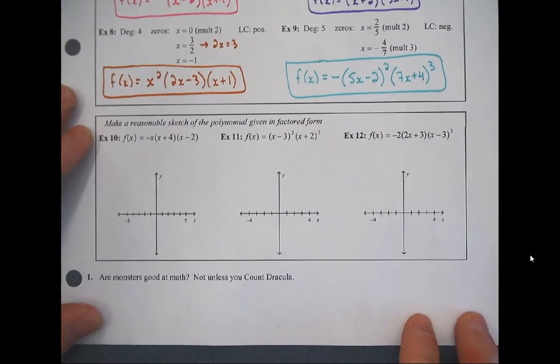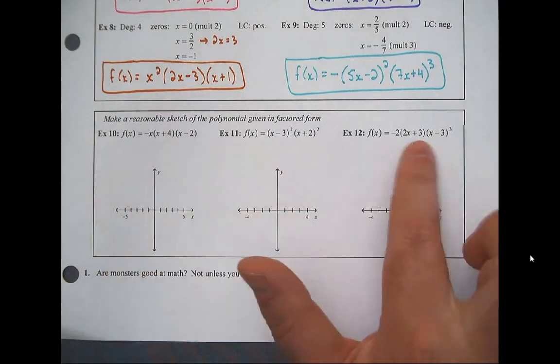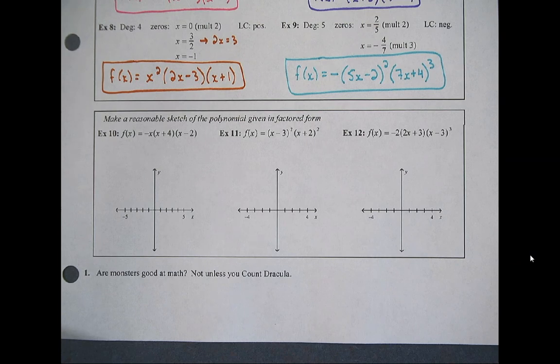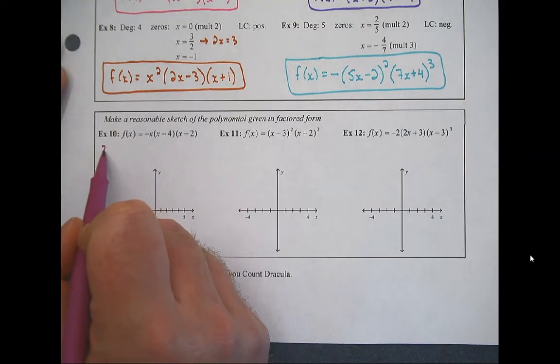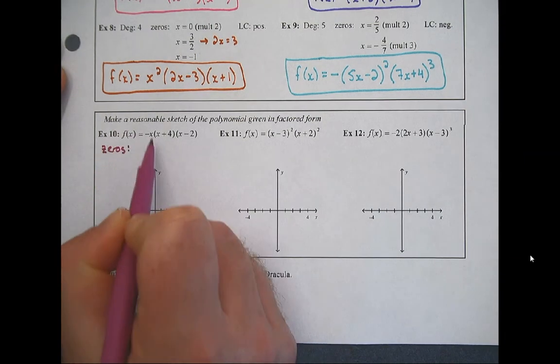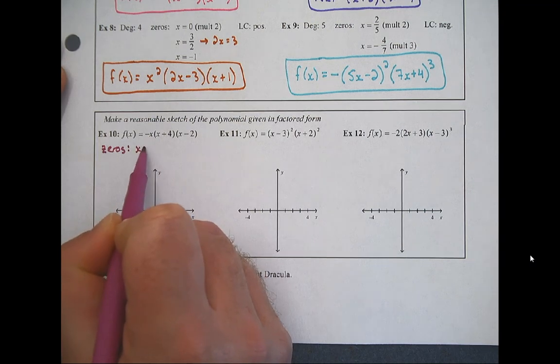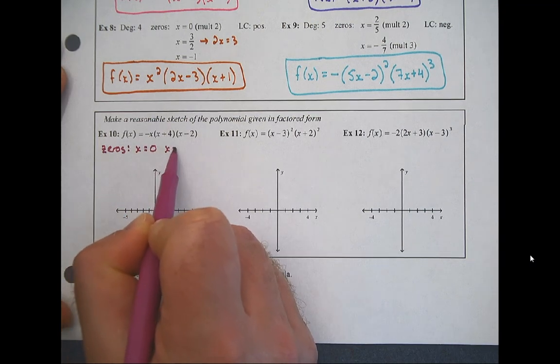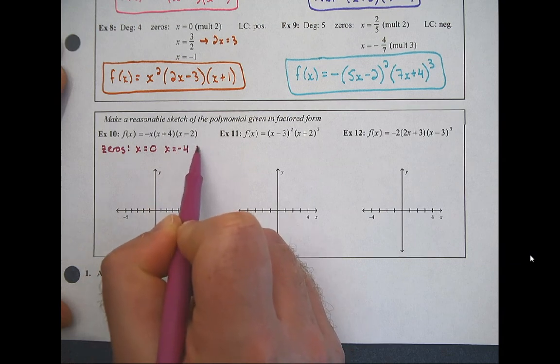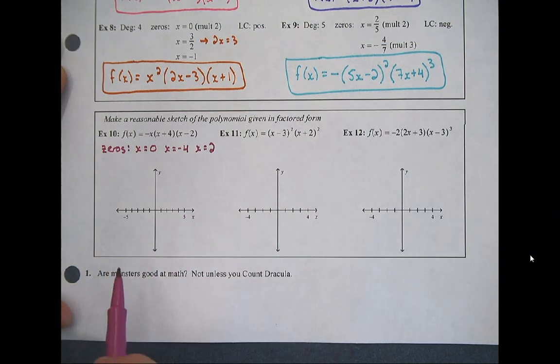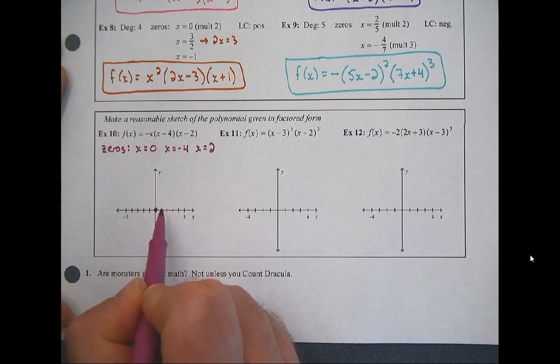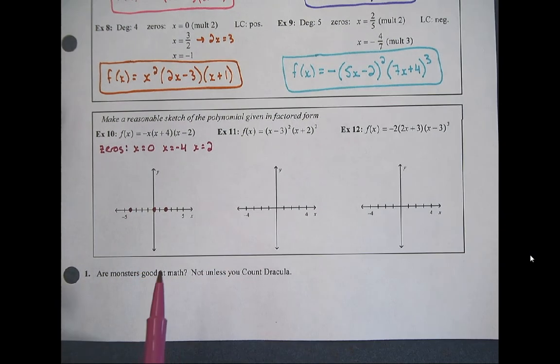Well, let's find our zeros first. What's nice about these, they're already factored. So we can just go right into writing them out. So my zeros, if I ZPP this, I get x equals 0. ZPP that, I get x equals -4. ZPP that, I get x equals 2. So that means I have a 0 at 0, at -4, and at +2. These are all mult 1s.